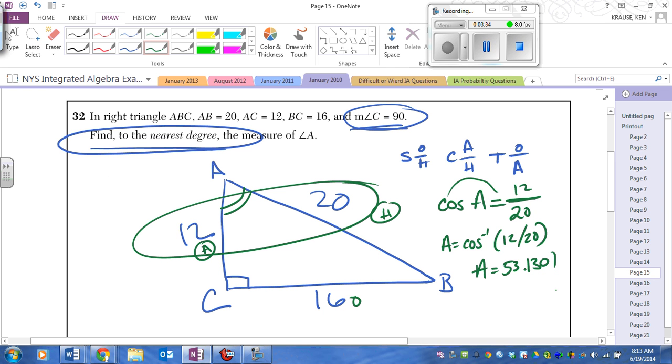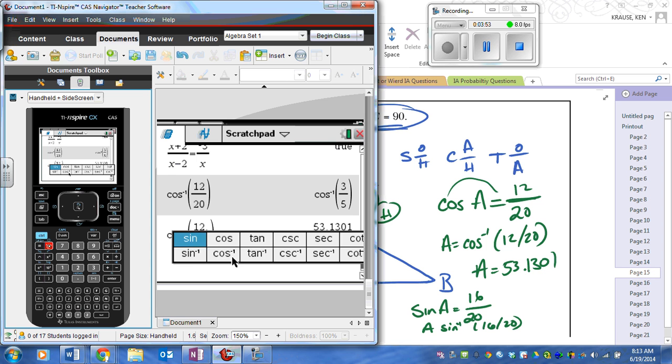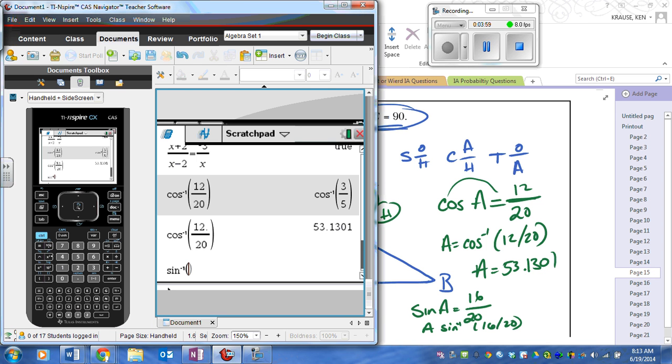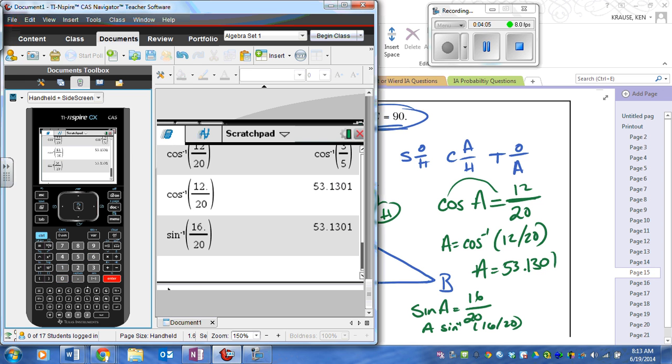Now, just to show you that it works, I can do the same thing with tangent or with sine. So I can do sine of A is equal to opposite over hypotenuse, which is 16 over 20, or A is equal to sine -1 of 16 divided by 20. And I can do the same thing here. It's just different numbers. Inverse trig, 16 divided by 20. And I got 53.1.